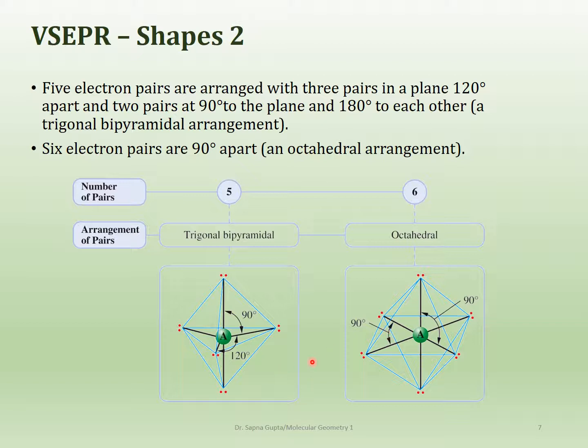In case of trigonal bipyramidal, there are actually three angles here. So now we have the arrangement for 2 electron groups, 3, 4, 5, and 6. So now we've covered pretty much all electron groups.